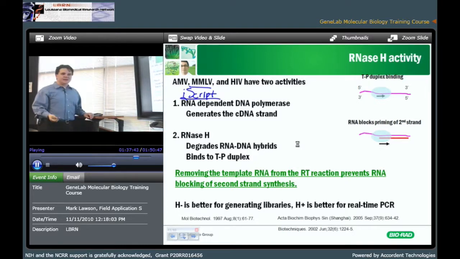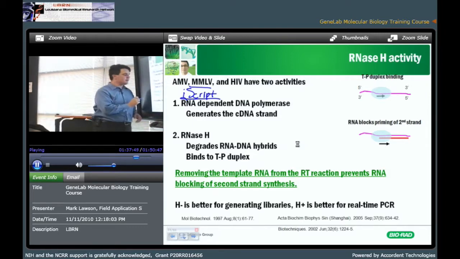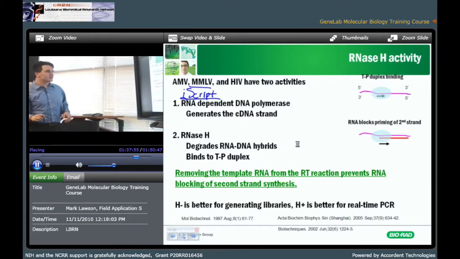The RNase H is the second activity, other than the RNA-dependent DNA polymerase. It degrades the RNA-DNA hybrids, and it binds to the template primer duplex. Right? If you don't have it, you're going to be making a lot of first-strand product, but the RNA is still going to be bound to that first-strand product. And that creates a lot of problems when you go to make the second-strand product. So unless you are adding RNase H as a separate step after reverse transcription, you're going to end up with problems.